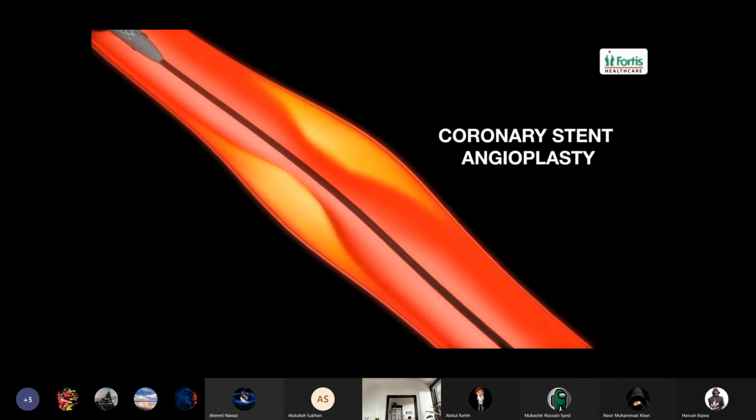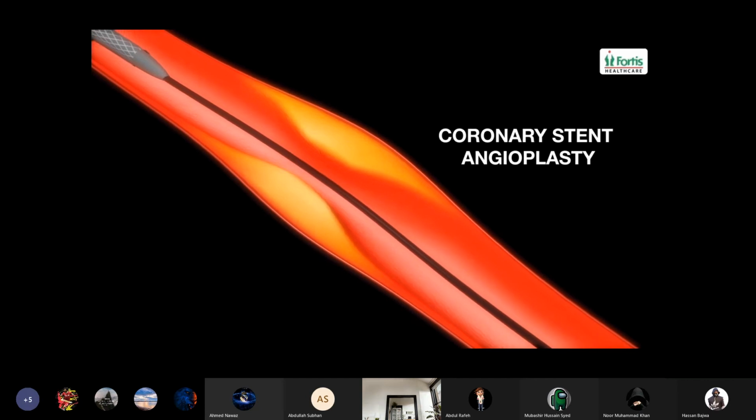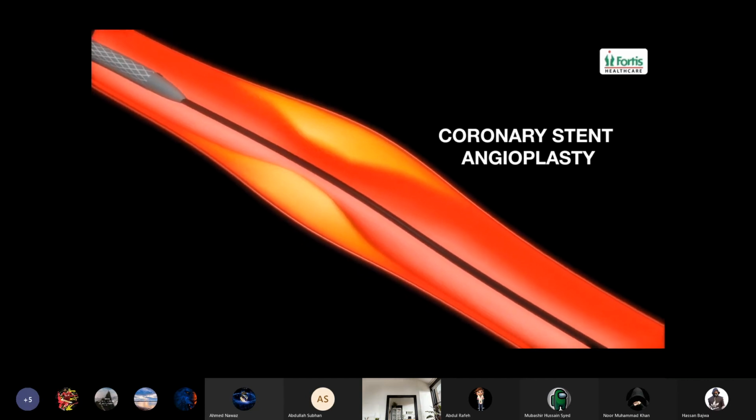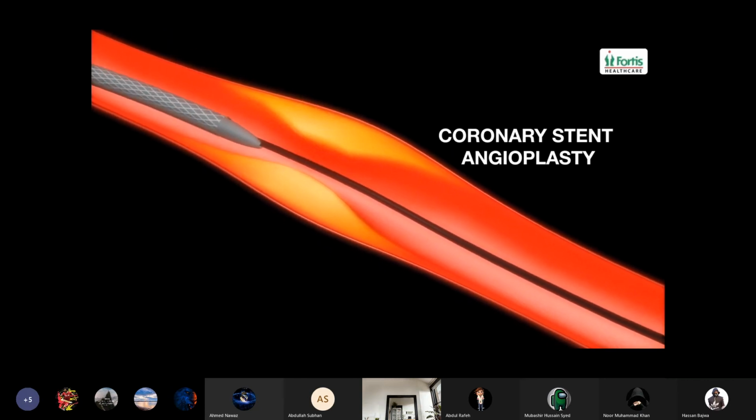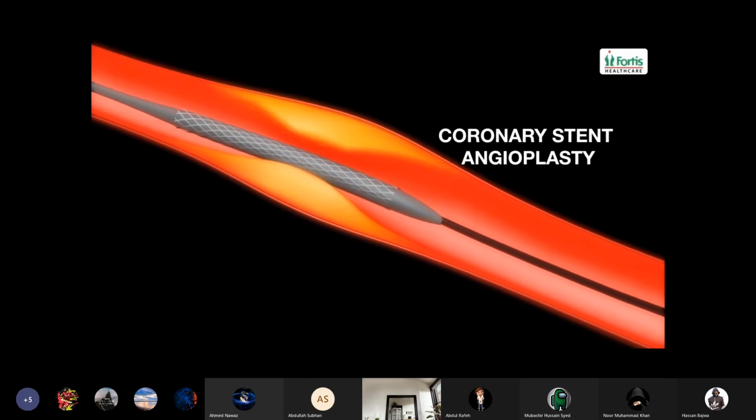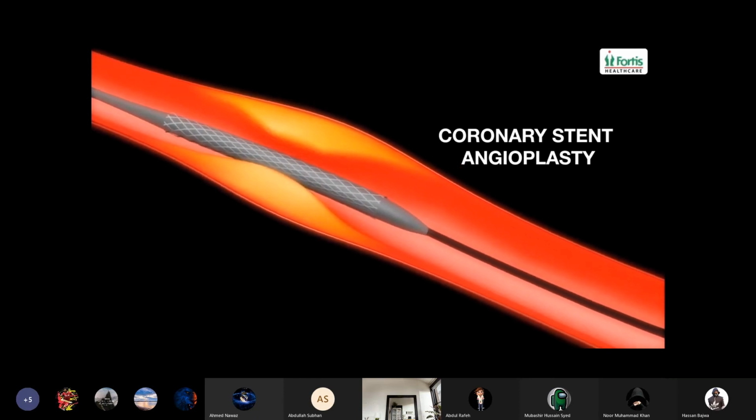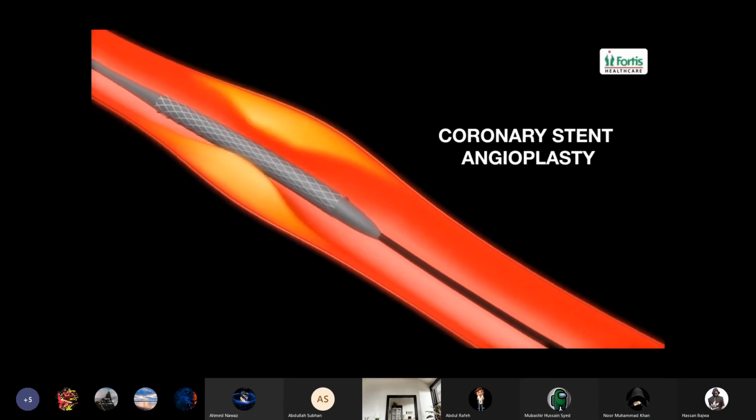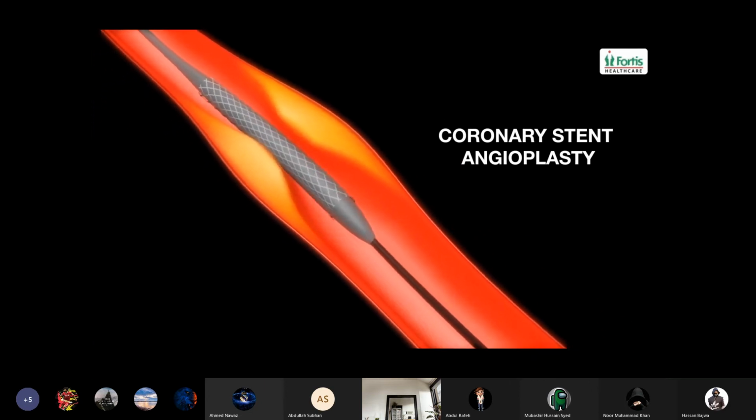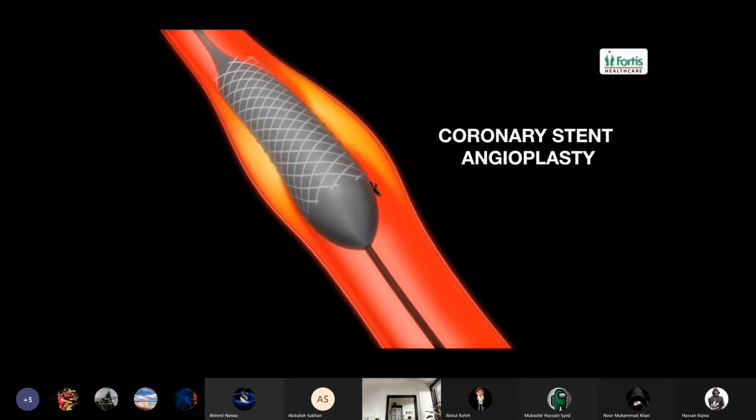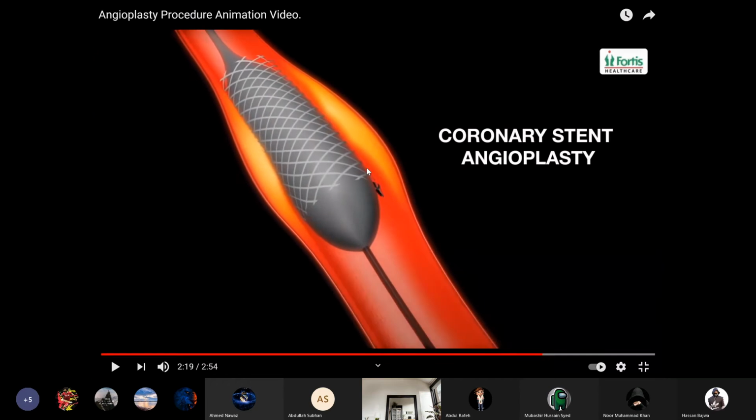Most patients may also receive a coronary stent, which is a small tube made of wire mesh designed to keep the artery open once it has been treated. A collapsed stent is placed over the deflated balloon catheter as it is inserted into position. When the balloon is inflated, the stent expands and locks.